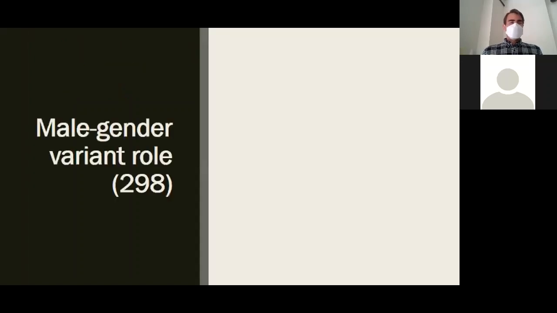interesting stuff. They then go into the one specific example, which is, I guess it is a third gender. That's kind of a funny example. The male gender variant role among the Mojave. Timur, what is going on here?